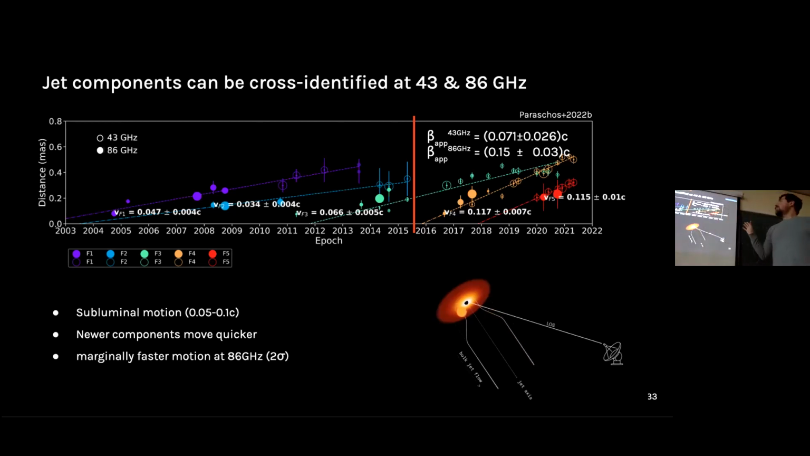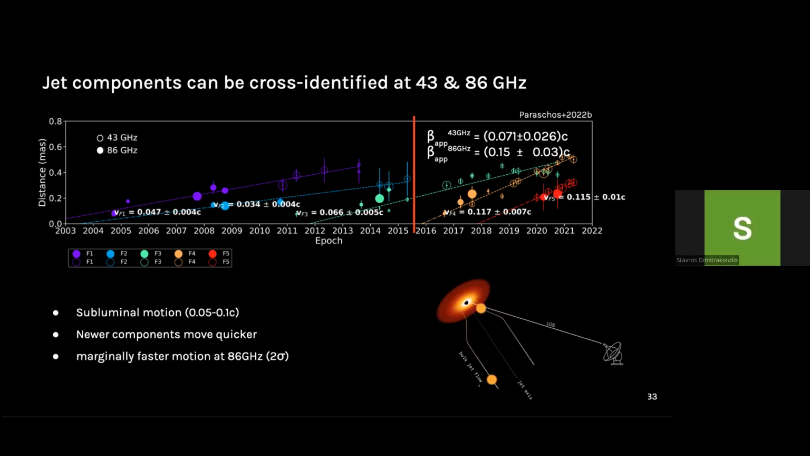So here I'm showing the central result of this work, which is a plot of the distance between components and the time. And what we have here are 5 components which we were able to cross-identify both at 43 and 86 gigahertz, which I showed in the previous slide. They are color-coded, so F1 is the darker one, all the way up to F5, which is the lighter colored red one. And the filled-in symbols are 86 gigahertz, and the empty symbols are the 43 gigahertz.